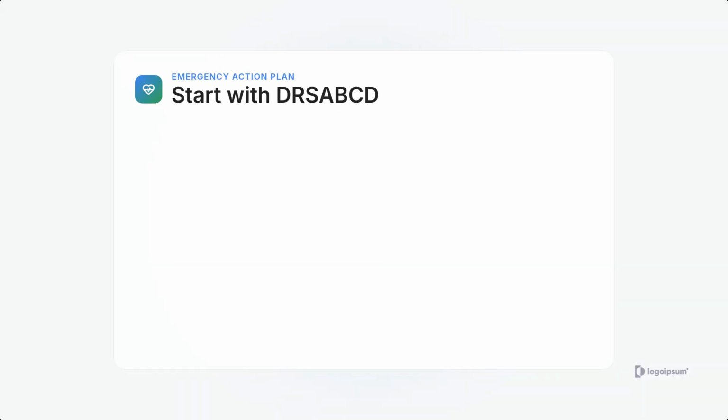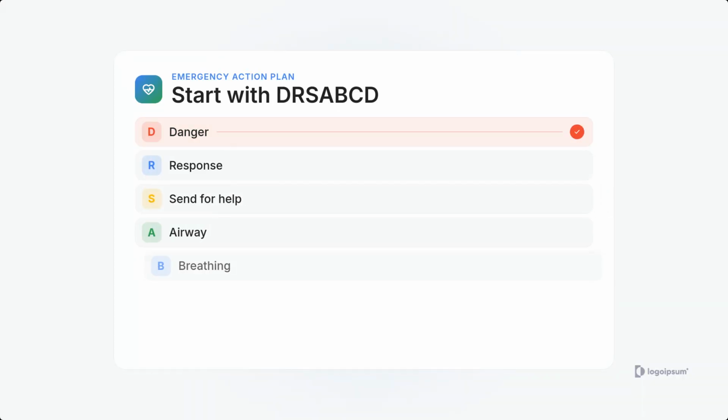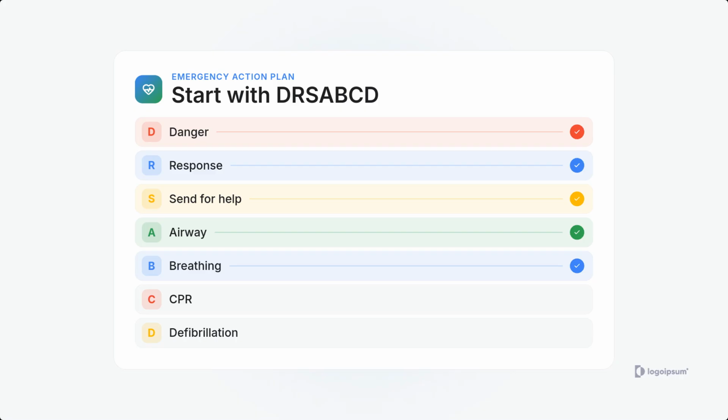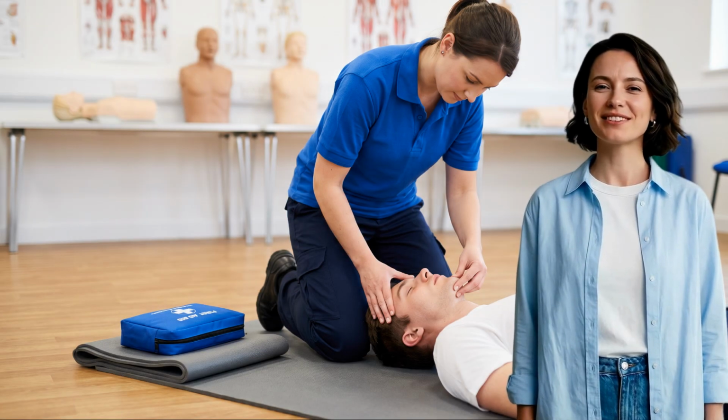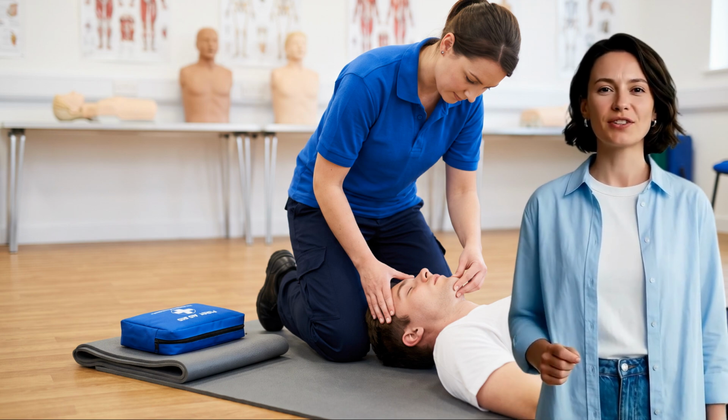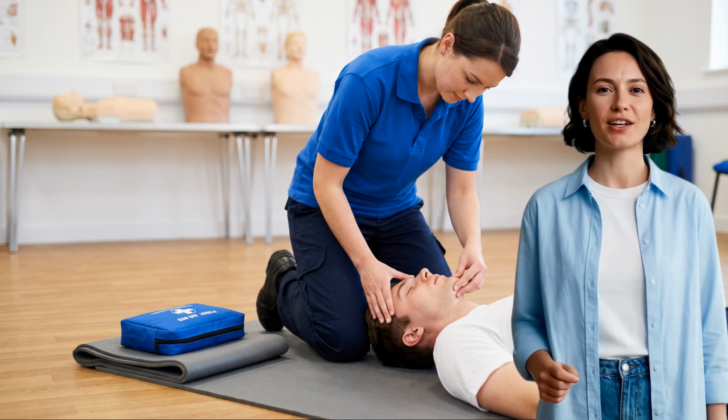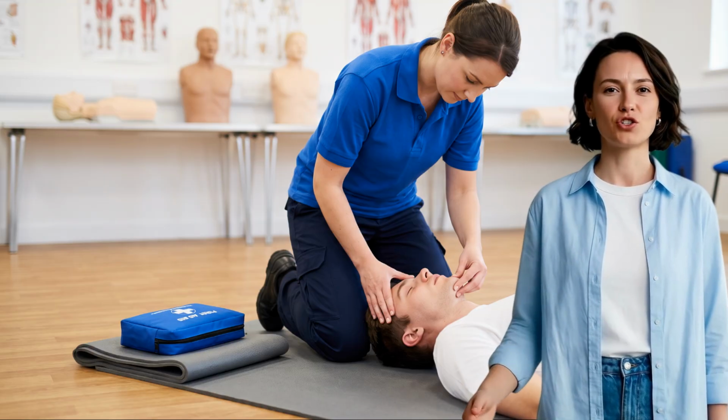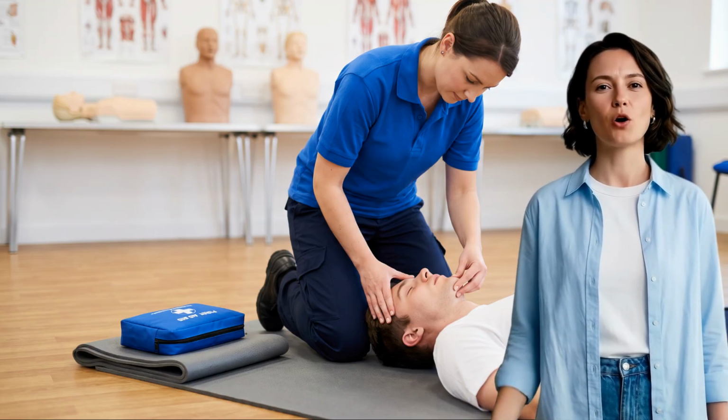Start with DRS ABCD. Check for danger first so you, the casualty, and bystanders stay safe, then check for response by talking loudly and gently squeezing the shoulders. If there's no response, send for help. Call 000 and open the airway with head tilt chin lift unless you suspect spinal injury, where you use the gentlest airway opening possible.